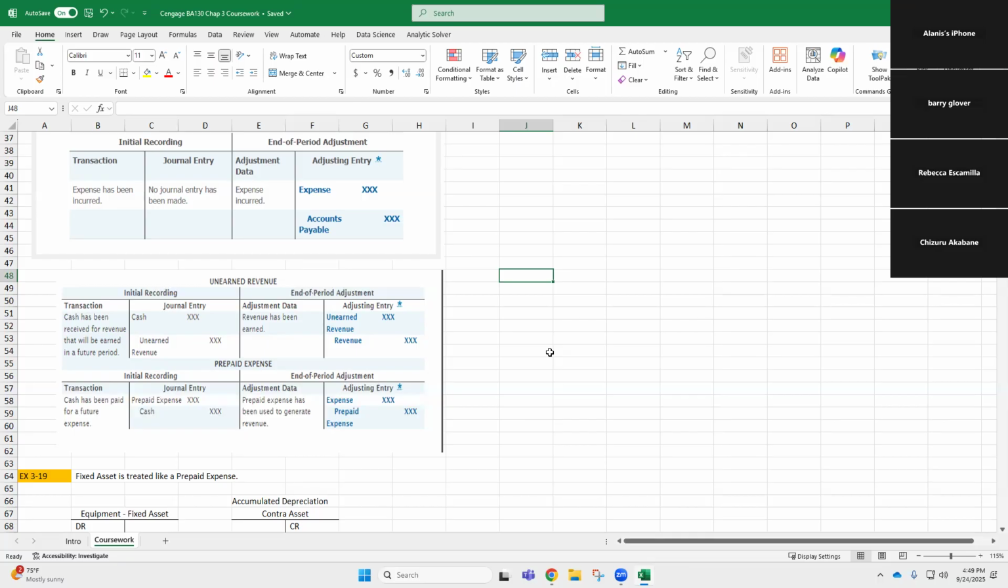How many different accounts is that? 1, 2, 3, 4, 5, 6, 7, 8, 9, 10, 11, 12, I think. That's 12 different accounts that, if we would not have made these adjusting entries, would not have reflected the amount we really wanted in there. Okay, so that's the idea.